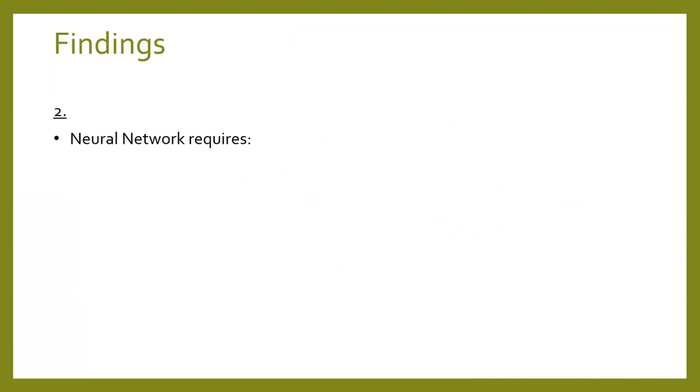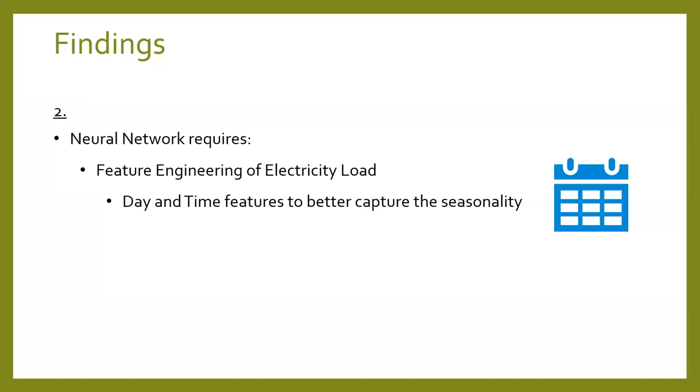To my number 2 key finding, what the network requires. This focuses on the data inputs other than what is in the actual electricity load data. Here it requires a lot of feature engineering of the electricity load. So basically, at what time did a peak occur? In what month? What was the quarter of the year? So you get the seasons and these different day and time features. They capture the seasonality really well and make it easier for the model to predict.